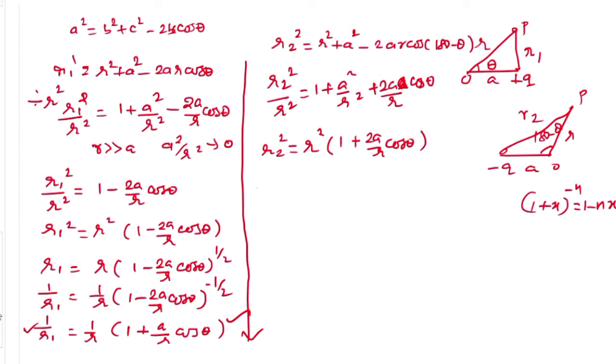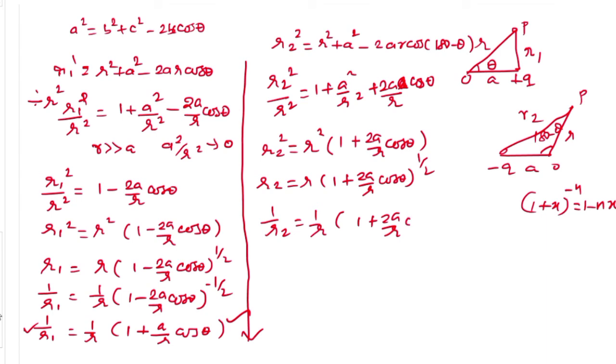Then you take square root, that becomes r2 is equal to r into 1 plus 2a by r cos theta to the power of 1 by 2. Then take reciprocal. 1 by r2 is equal to 1 by r into 1 plus 2a by r cos theta to the power of minus 1 by 2. Then use the binomial theorem. 1 by r2 is equal to 1 by r into 1 minus a by r cos theta, plus into minus, 2 will be cancelled. That's all. இந்த ரெண்டு ரிசல்ட் தான் அங்கே யூஸ் பண்ணியிருக்கோம்.